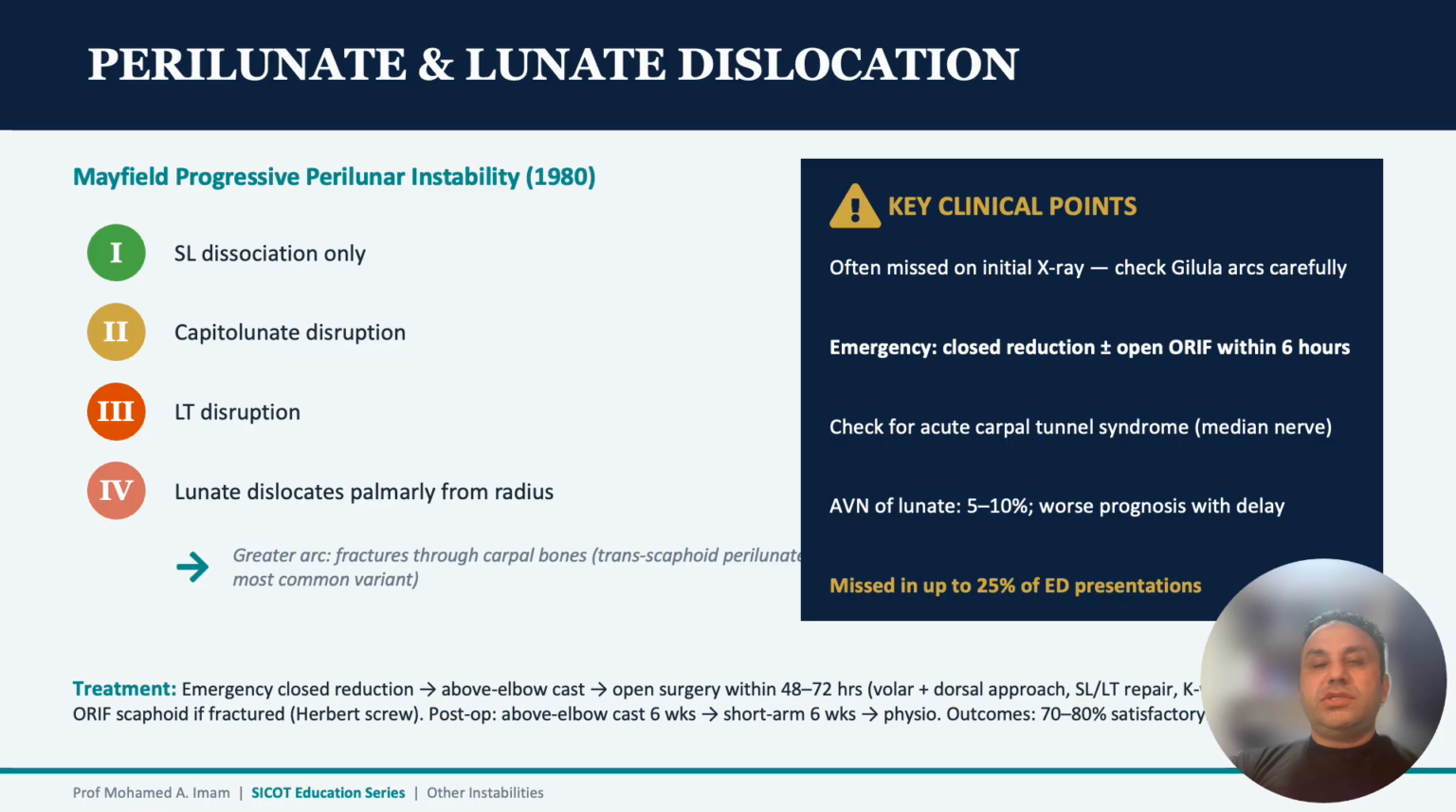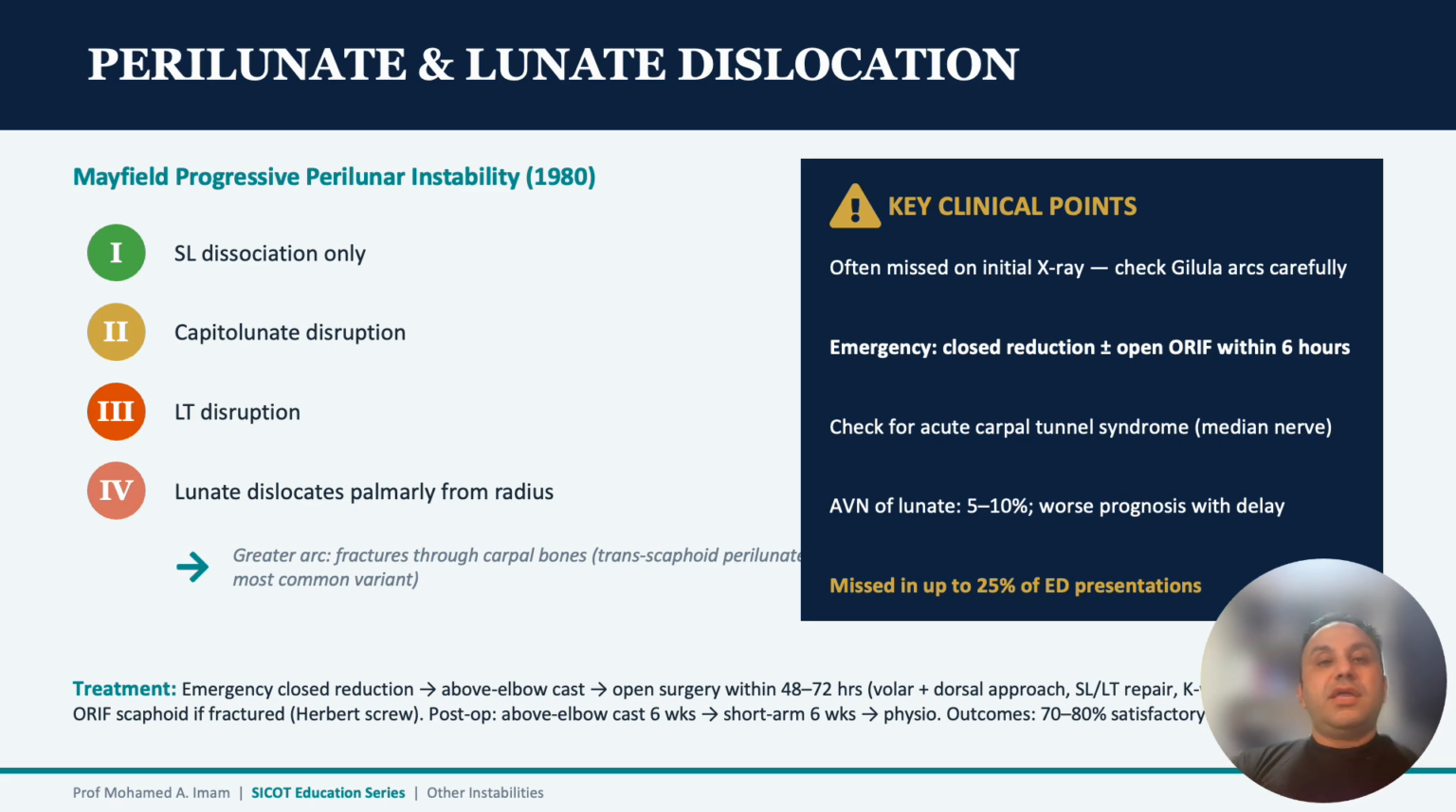This is an emergency. This is one of the few cases in orthopedics that you have to take to theatre in the middle of the night. To do open surgery, you can use volar, dorsal, or both approaches, scapholunate and lunotriquetral repair, K-wires, carpal tunnel release, and sometimes ORIF of the scaphoid if broken.